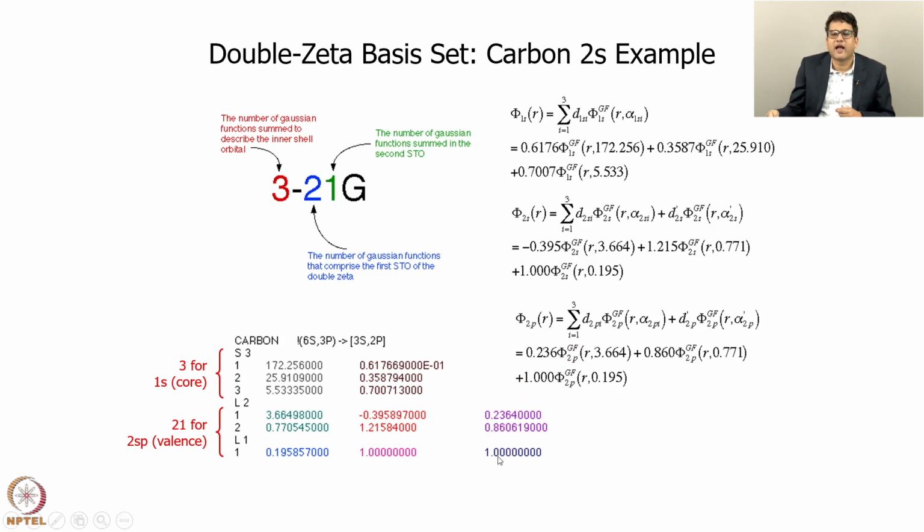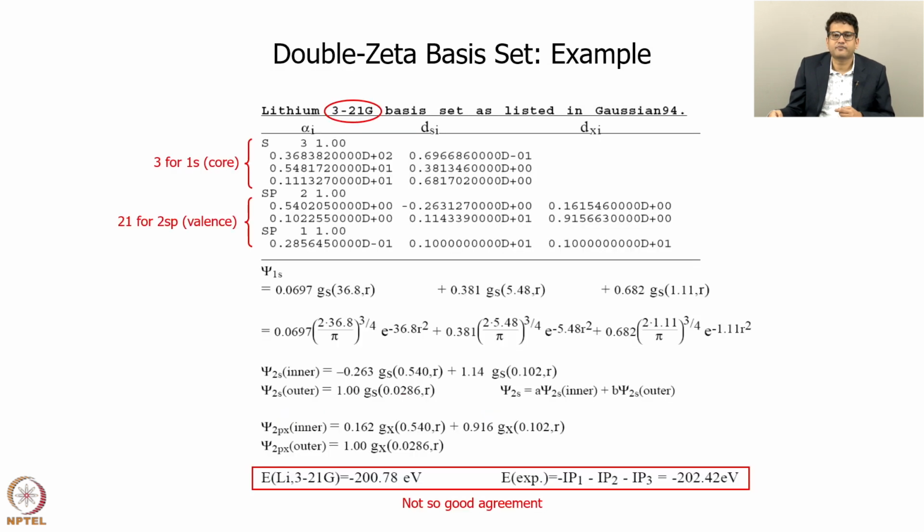So by doing this I can actually calculate the number of Slater type orbitals and the number of Gaussian type orbitals in a basis function. Let us see another example. Let us go to the example of lithium. Lithium 3-21G basis.